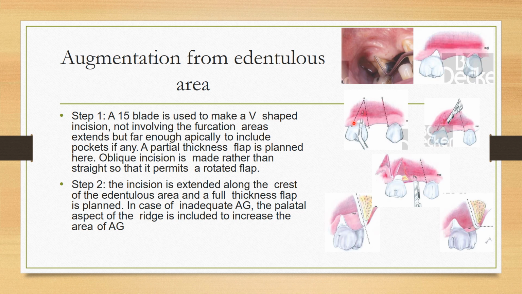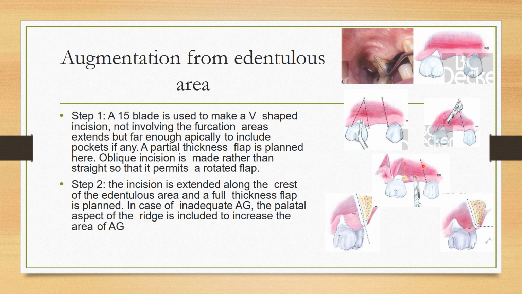So a number 15 blade is used to make a V-shaped incision, not involving the furcation area. So it will be tapered towards the side, but far enough apically to include pockets if any. Then a partial thickness flap is planned here, and an oblique incision is made rather than straight, so that it permits a rotated flap. You can see that this is the mucogingival junction. This is the recession area, and this area is planned to be augmented from the edentulous area. So this being the donor site is being created.